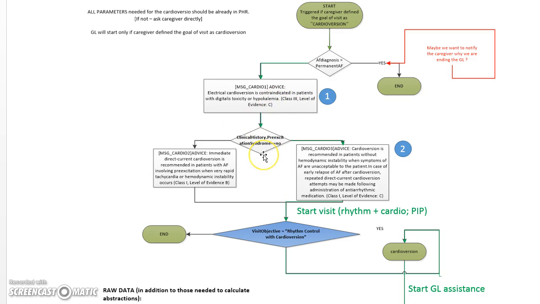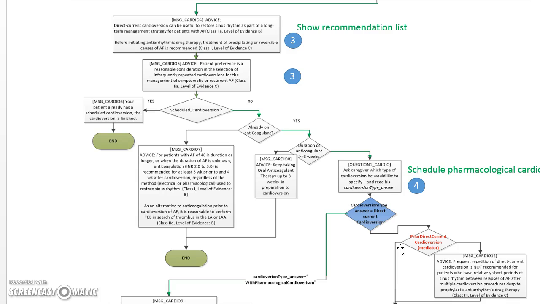Next, there is a question about the clinical history. Is there pre-excitation syndrome? And there is no. We saw the summary before. So we will collect this second advice. And then I'm actually at this step where I started the visit with the goal of rhythm control and of cardioversion. And so in this question, what is the visit objective? It is rhythm control with cardioversion, and I move to the cardioversion guideline.